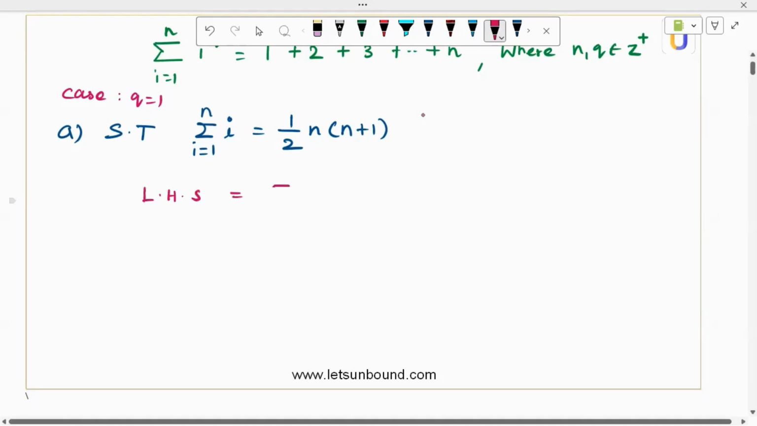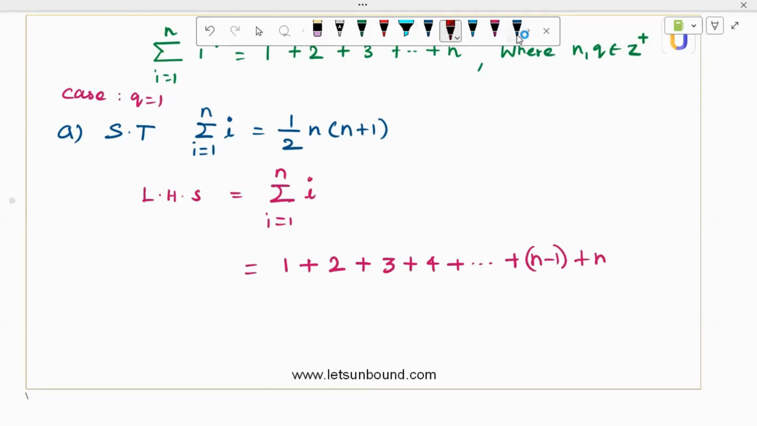So LHS is sigma i equals 1 to n. Let me expand it. When you substitute i is equal to 1, it's 1, then plus the next, i is equal to 2, so just 2 and 3 and 4 and so on. Finally, it will end with n minus 1 and n. So this is nothing but the sum of the first n natural numbers, that is simply natural numbers. That's simple, and it is an arithmetic series because the common difference is the same. When you find the common difference by any two consecutive terms, it's going to be 1 here. So it's arithmetic as they have mentioned.